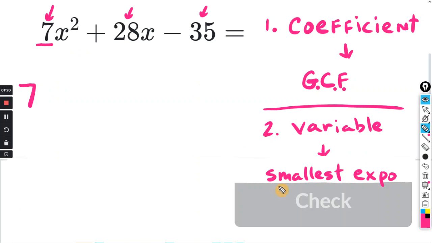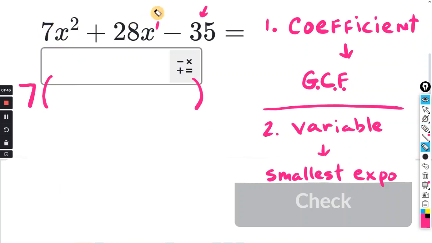Now for the variable, you look for the smallest exponent. This is x squared, this is x to the first, and this doesn't have an x. Since this one doesn't have an x, we cannot factor out any x. All right, so we're just going to start with a 7 and write parentheses, and we are going to divide each term in this trinomial by 7. All right, so that is basically the first step.